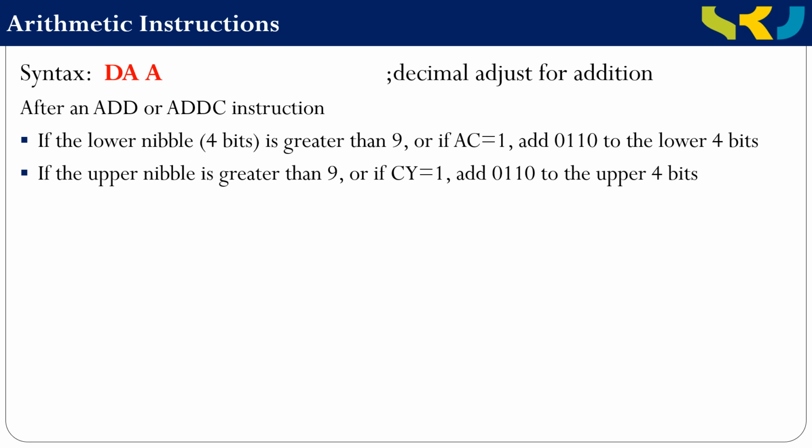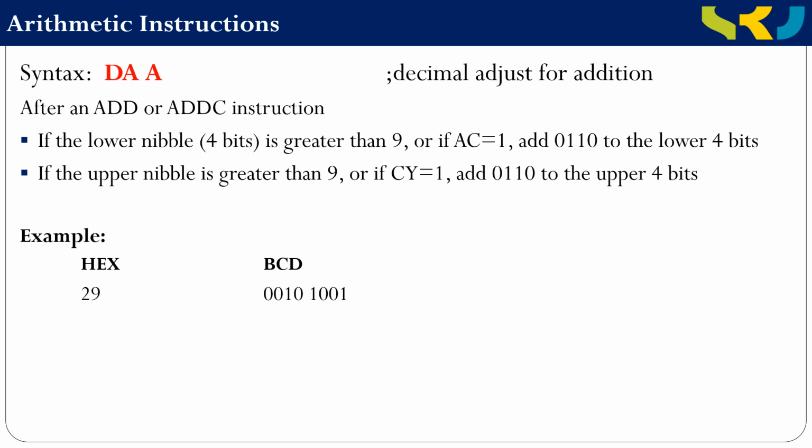Here once again we will see the operation. First it will check the lower nibble: is it greater than 9 or is the auxiliary carry flag equal to 1? If so, it will add 06 to the result. Then after adding 06, it will go on to check the higher nibble. If the higher nibble is also greater than 9 or the carry flag is set to 1, in that case it will add 60 to the accumulator content to correct the result. So let us take one simple example to understand this.